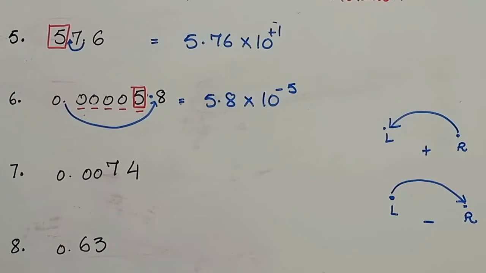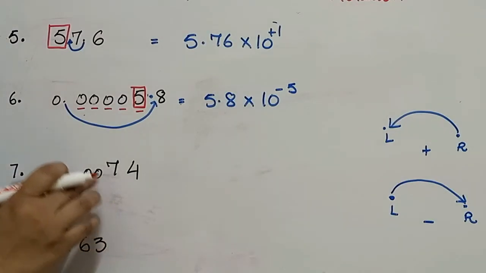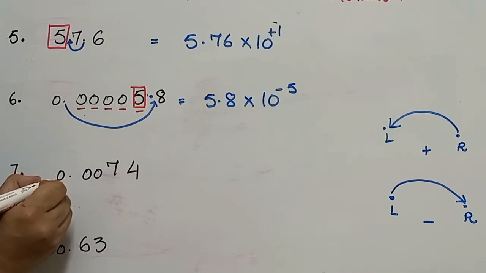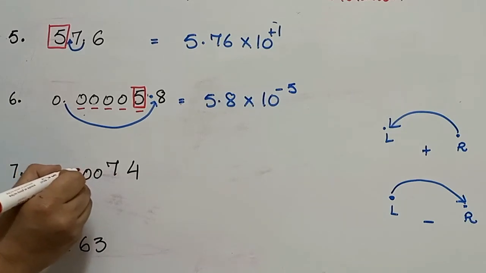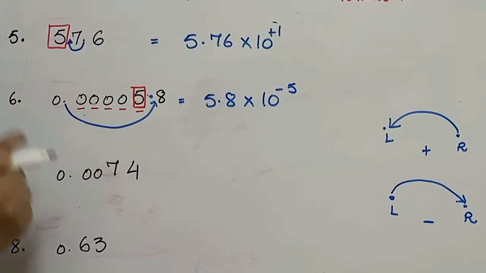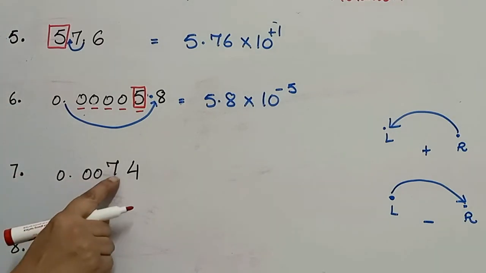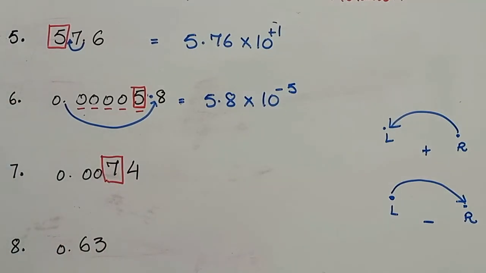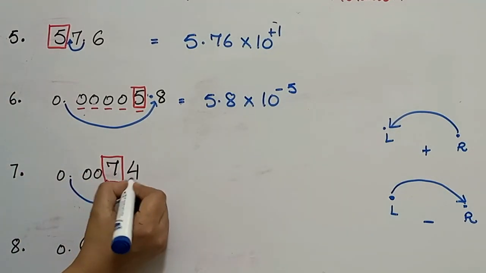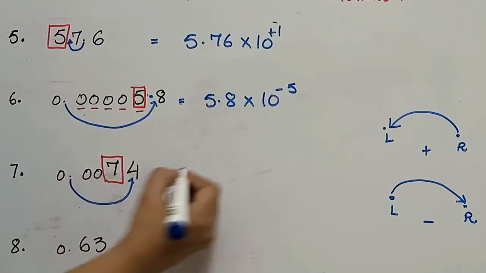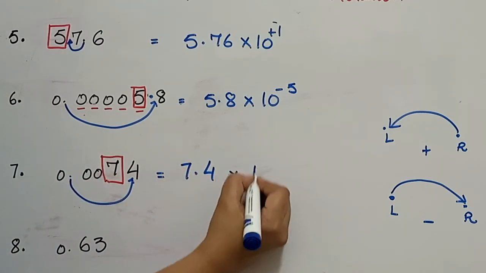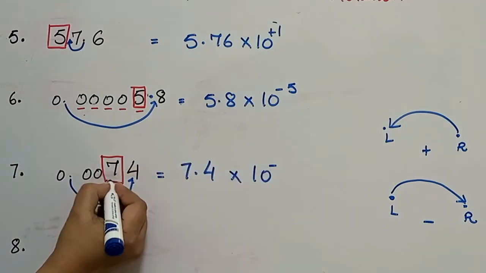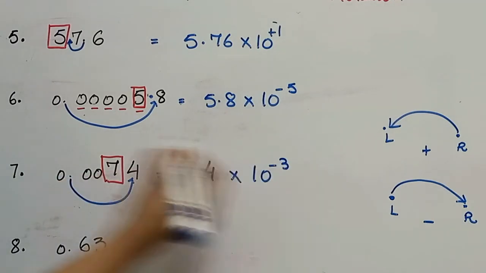Here in this number you can see that the first digit is this one, but this is not a non-zero digit. So first of all we have to find out the first non-zero digit. The first non-zero digit is 7 over there. So we have to move the point after the first non-zero digit. So it will be 7.4 multiplied by 10 raised to the power, from left to right, negative 1, 2, 3, minus 3.